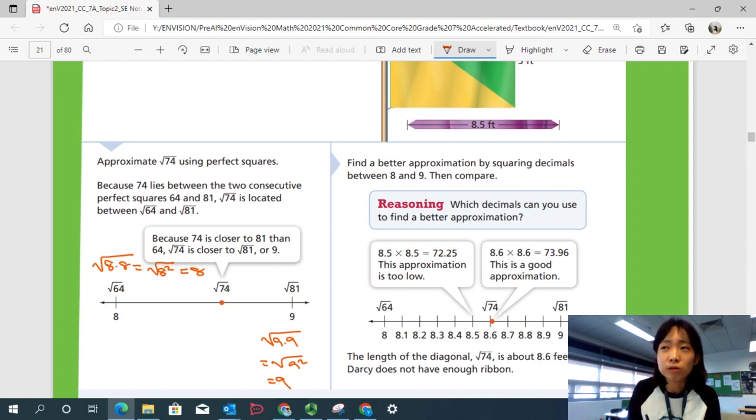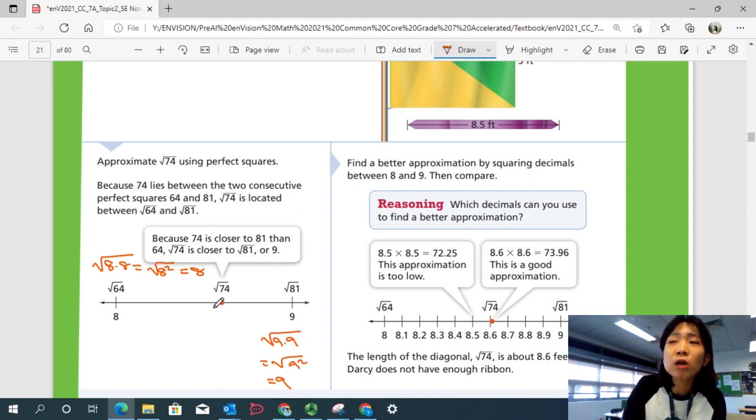74 is in the square root. 74 is greater than 64, less than 81. So your answer is probably going to be greater than 8, less than 9. 74 is closer to 81, so it's going to be a little bit closer to 9 than it is to 8. And then you're going to find a better approximation by squaring decimals between 8 and 9.